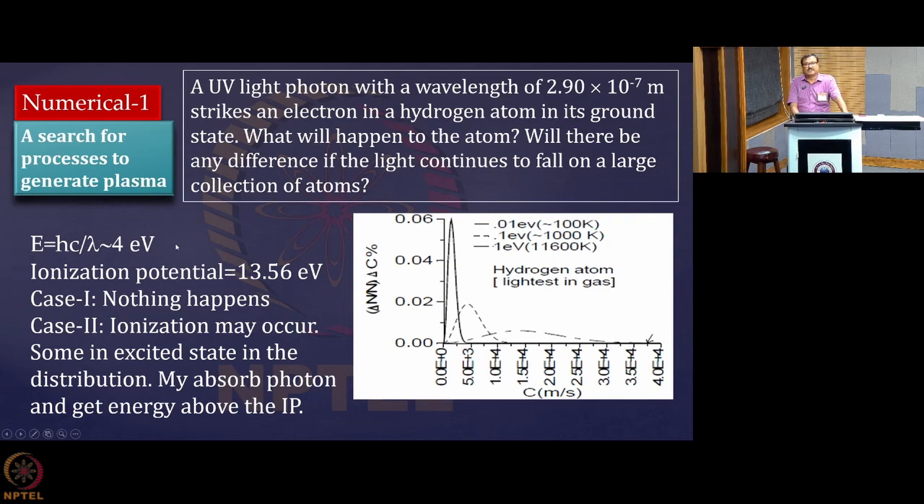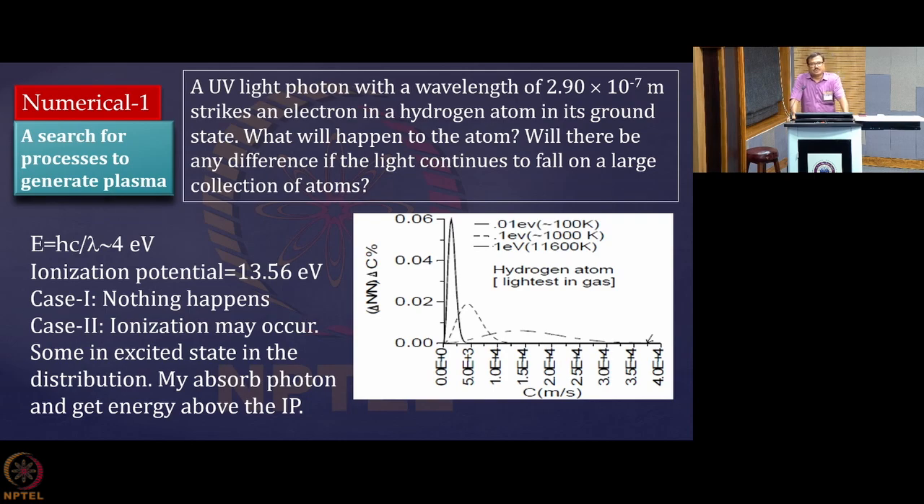Now, what we have got is 4 electron volt, and we all know that the ionization potential of hydrogen is 13.56 eV. So if a single atom is there, in the ground state, the atom is saying that I need 13.56 eV to get ionized, and you are supplying through the photon only 4 eV. That will not help. The atom will not get ionized, nothing will happen. So that is case 1.